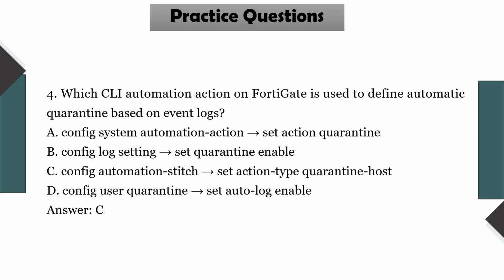4. Which CLI automation action on FortiGate is used to define automatic quarantine based on event logs? A. Config system automation action, set action quarantine. B. Config log setting, set quarantine enable.